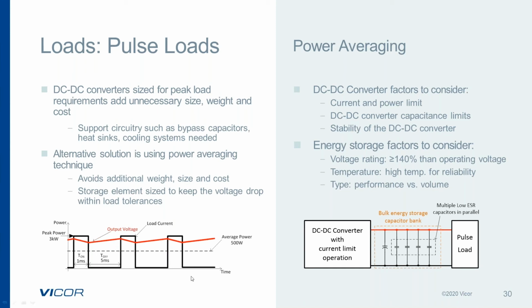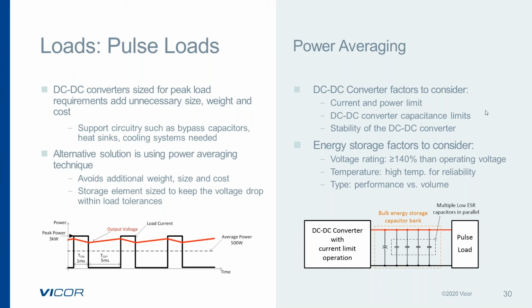And so here we've got the average power is only 500 watts, where the pulse peak power is 3 kilowatts. And so now using power averaging, the DC to DC converter system can be much smaller, can be much lighter, and much more cost effective than designing for the peak power.